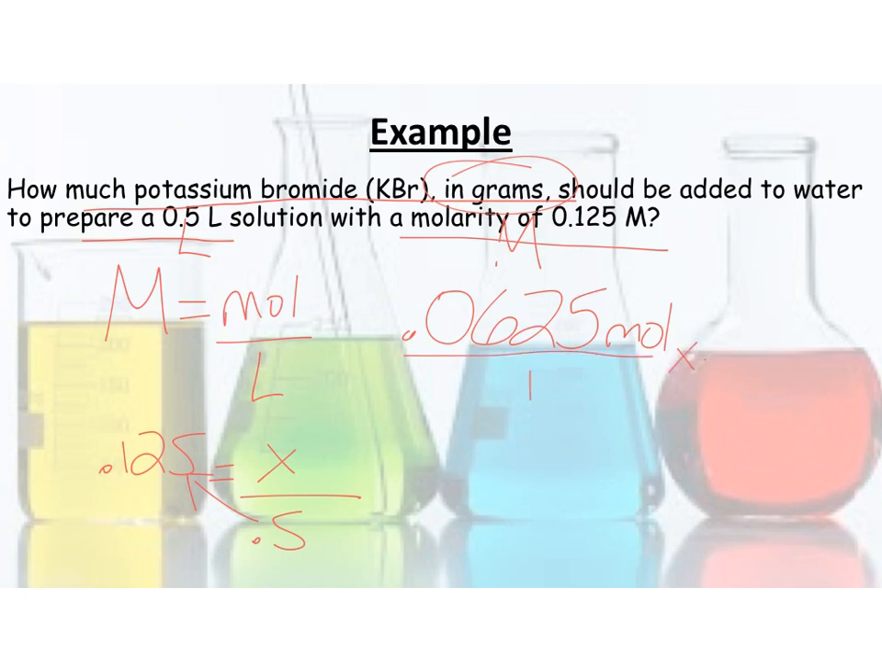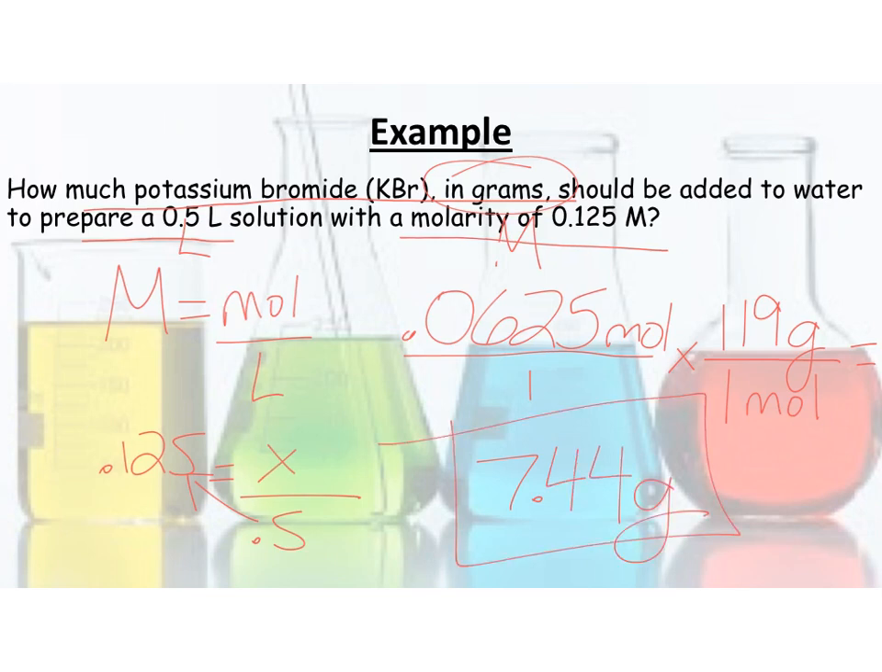Now I need to get that to grams of potassium bromide. So I'm going to put it over 1, and that means 1 mole goes down here, and the molar mass of potassium bromide goes on top, which is 119 grams. And I get 7.44 grams of potassium bromide needed.